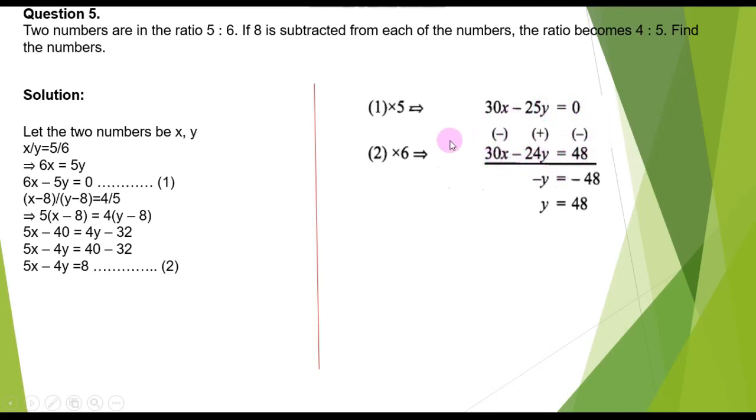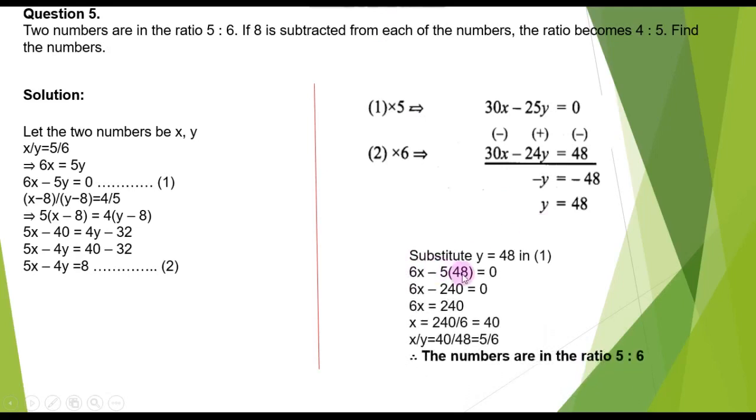Now let us change the second equation signs. So 30x minus 30x will be cancelled, and minus 25y plus 24y means minus y, and here that is equal to minus 48, y equal to 48. Next, substitute y equal to 48 in equation 1.